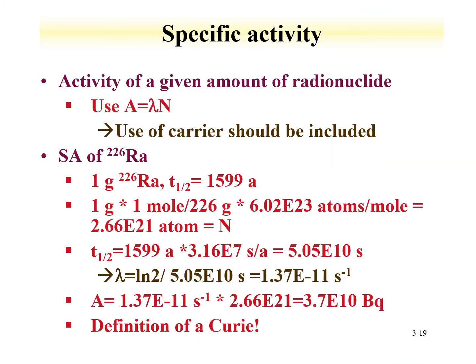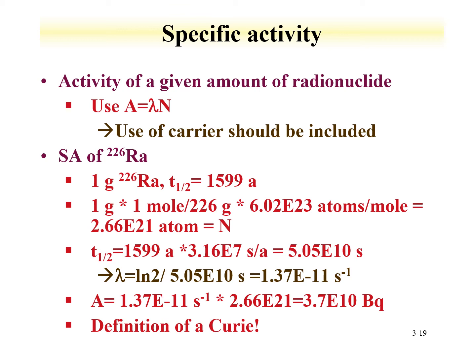Another term that's often used in radiochemistry is specific activity. And this is the activity of a given amount of radionuclide. So suppose you use activity equals lambda N, but it really defines how much of a mass or a concentration or a given amount of a radionuclide gives off a certain activity. So the specific activity is listed here, SA of radium-226. We've already described that.